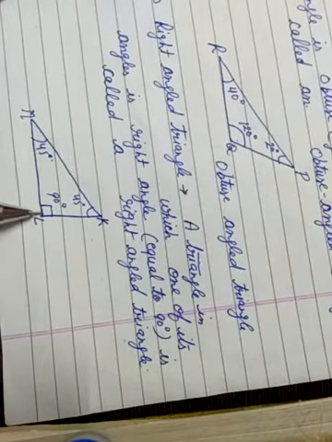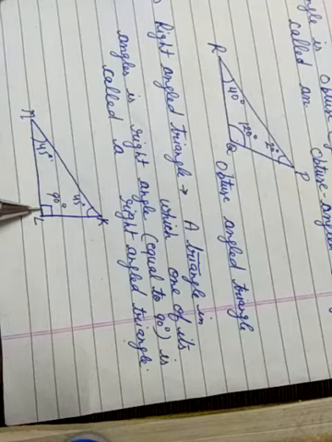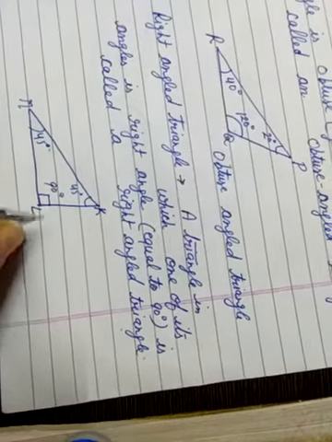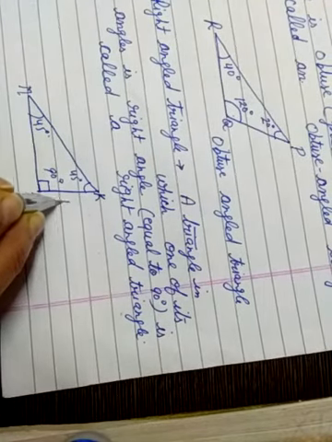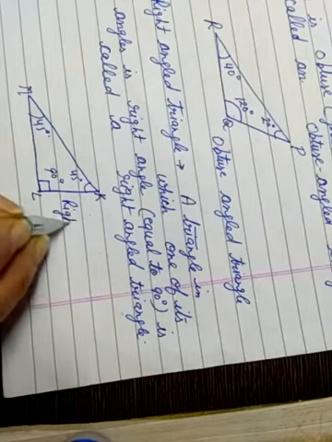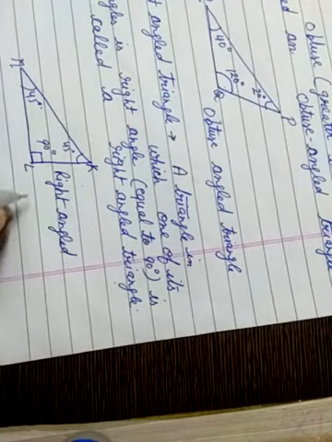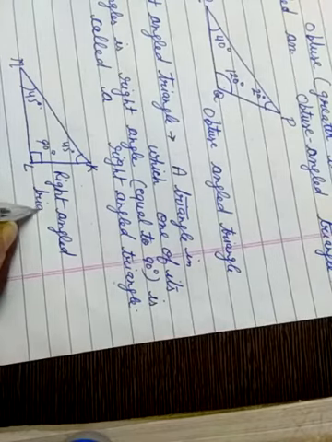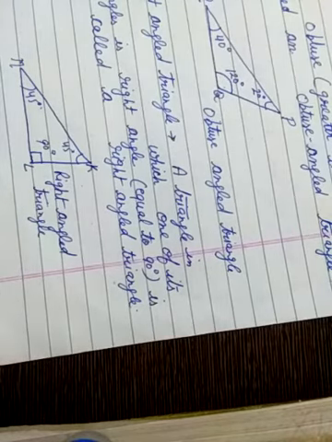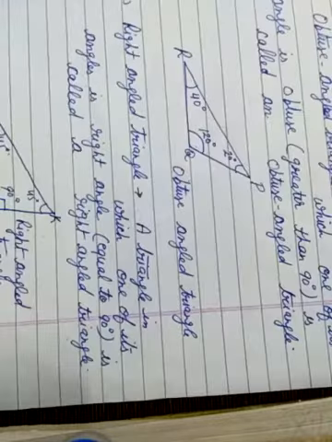It is triangle KLM. In this triangle, angle L is 90. One of its angles is 90 degree measure. So it is called a right angled triangle. Clear everyone?